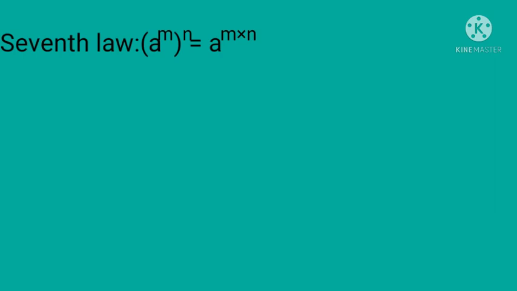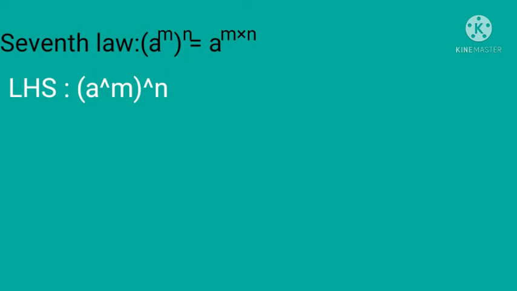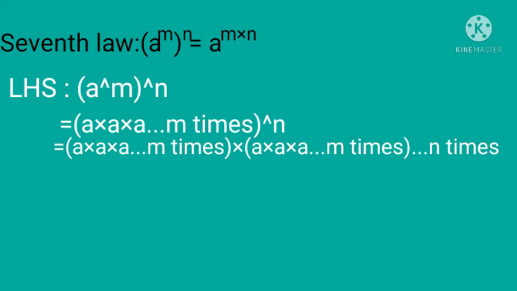Seventh law of exponents. A to the power m to the whole power n equals a to the power m into n. This is known as the power of power rule, and it states that exponents get multiplied when raised to each other. Proof. In LHS we have a to the power m to the whole power n, which we can write as a into a up to m times to the whole power n. We can write it, using the exponential rule, as a into a m times, and then multiply this term n times.